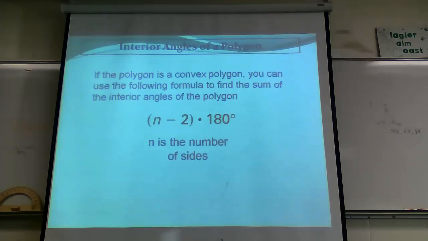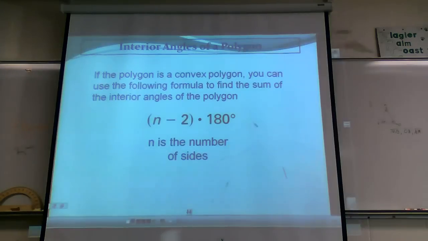Essentially what this comes down to is that if I took a polygon, and I draw pentagons a lot in examples because they're easy to draw, the idea of this formula is 180 degrees. We've seen that before because 180 degrees is the number of degrees in a triangle, and you take the interior angles of the triangle and add them up. The n-2 part is essentially the number of triangles in the shape.